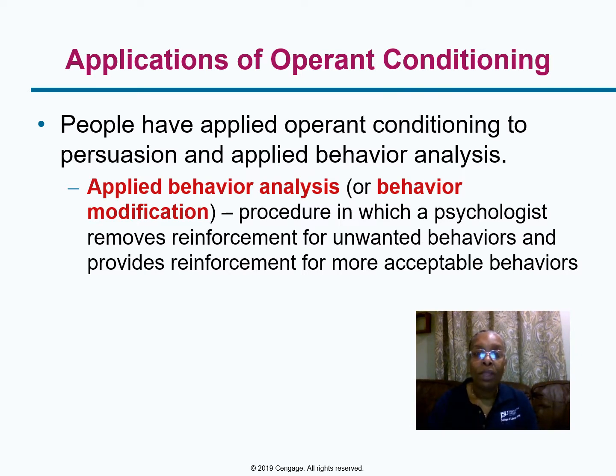When we're trying to persuade someone to do something, the most effective training technique is to start with easy behaviors, reinforce those behaviors, and then gradually try to shape more complex behaviors. Remember shaping? When we're talking about applied behavior analysis, it's also considered to be behavior modification. So a psychologist will remove reinforcement for unwanted behaviors and provide reinforcement for those behaviors that they're looking for.